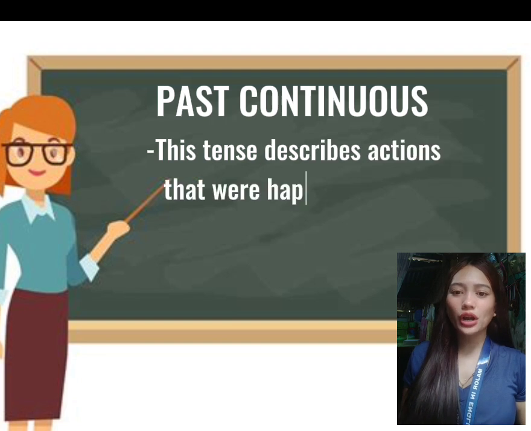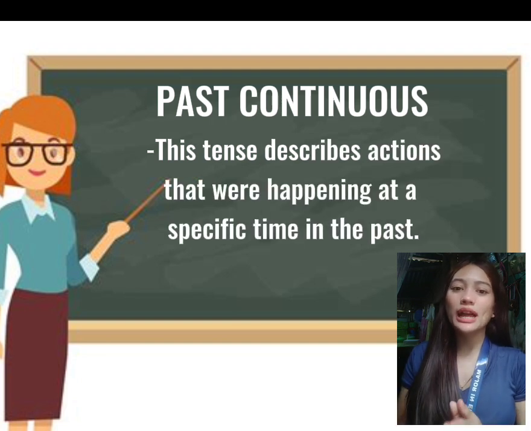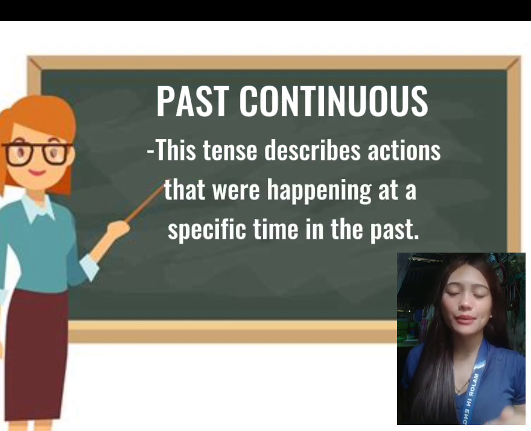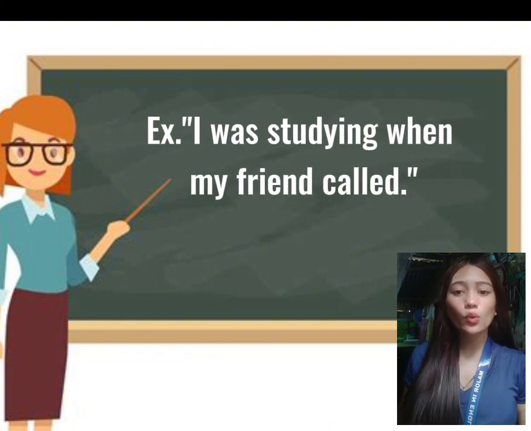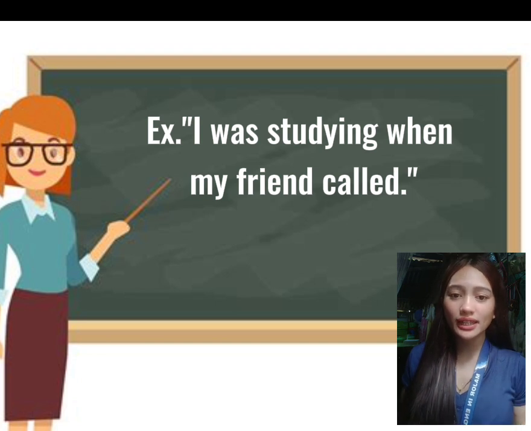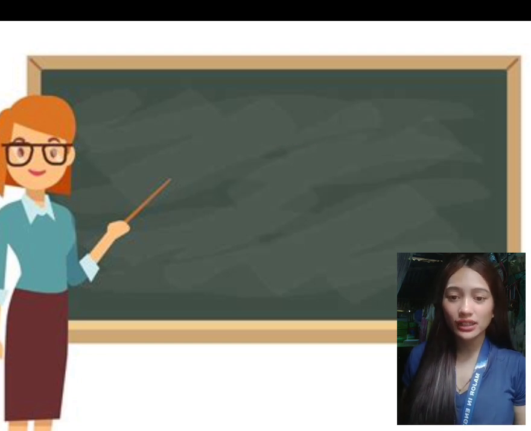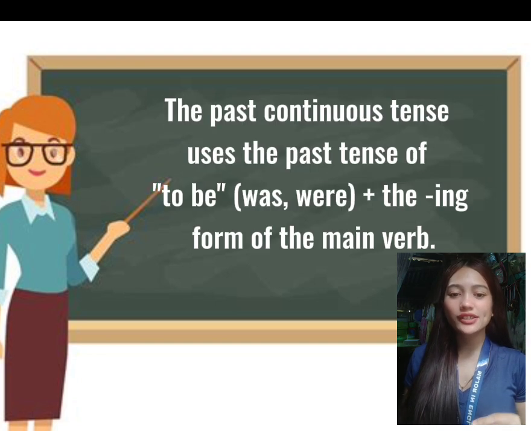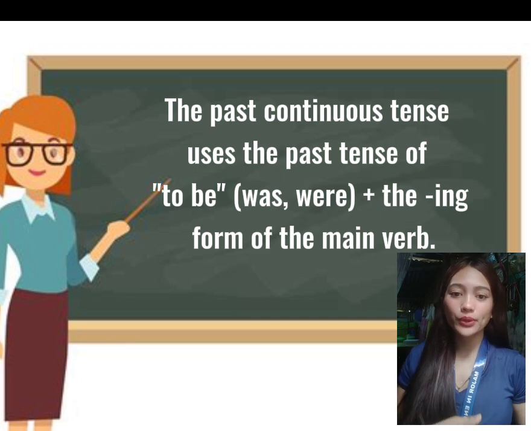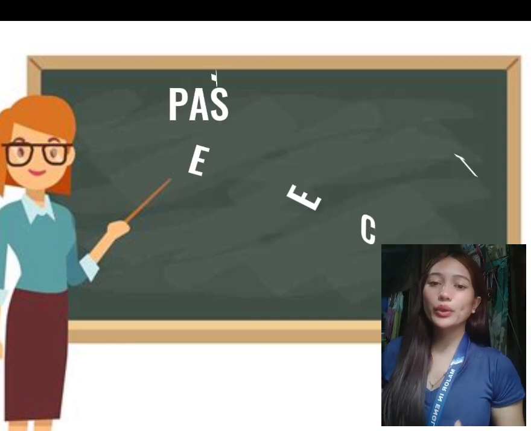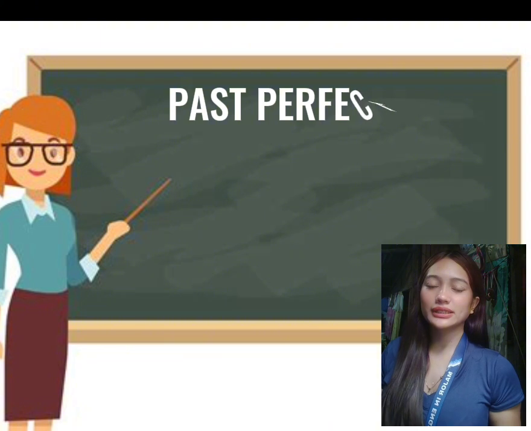Now, let's look at the past continuous tense. This tense describes actions that were happening at a specific time in the past. For example, I was studying when my friend called. Why do we use was studying instead of studied? The past continuous tense uses the past tense of to be, was, were, plus the ing form of the main verb.